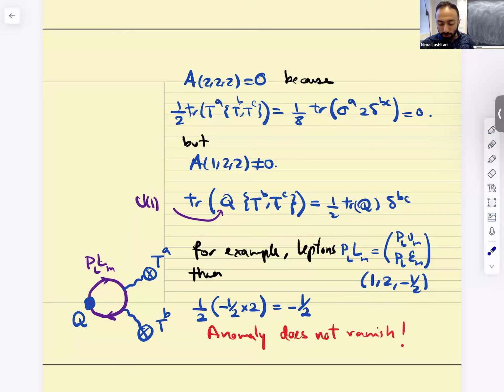Well, it's very easy to calculate. You get a minus half, the hypercharge, trace of Q, for each of the things that are running. There are 2 of them running, so it's 2 times minus half divided by 2. It's minus half. That's the anomaly here. Now, that's not on its own a problem. You'll have to calculate the same answer for quarks and add them up.